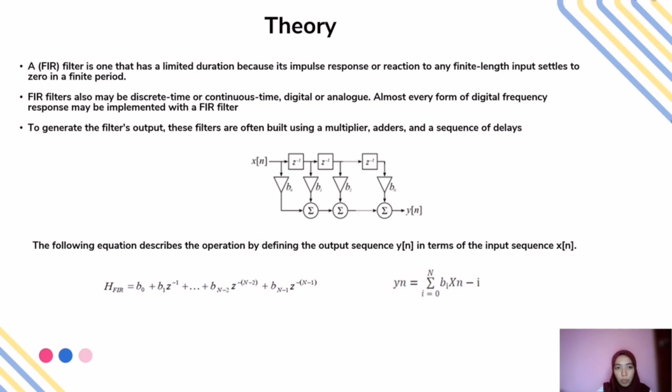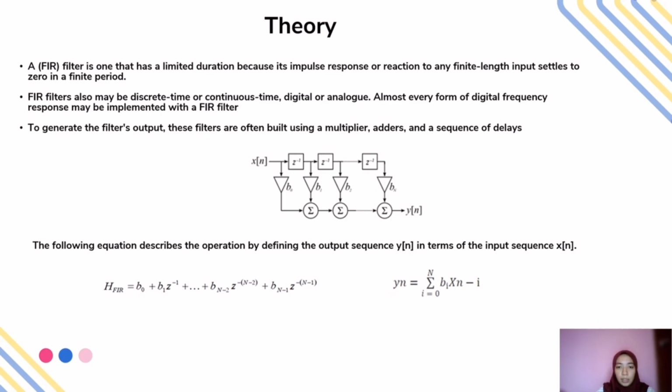An FIR filter is one that has a limited duration because its impulse response, or reaction to any finite length input, settles to zero in a finite period. FIR filters also may be discrete time or continuous time, digital or analog. Almost every form of digital frequency response may be implemented with an FIR filter. To generate the filter output, these filters are often built using multipliers, adders, and a sequence of delays.